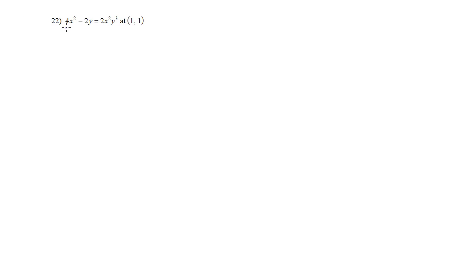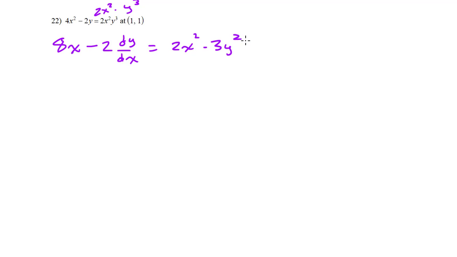So again, we want to take the derivative. Here we're finding the tangent line again to the point. So take the derivative. That's going to give us 8x minus 2 dy dx equals, over here we're going to have a product rule. Let's think of it as 2x squared times y cubed. So product rule is first. That's the 2x squared times the derivative of the second, which would be 3y squared dy dx, plus the second, which is our y cubed, times the derivative of the first, which is going to be 4x.